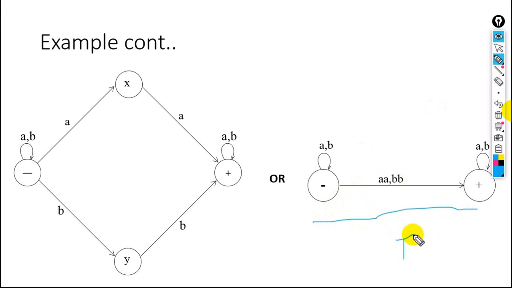This is also a TG, and this is also a TG, but this is not an NFA. Why? Because here we have two letters on a single transition. Here we have two letters on a single transition. So this is the TG containing double A or double B, and here at the start and at the end we have any letter, so it's no problem. So the condition is just only double A or double B.